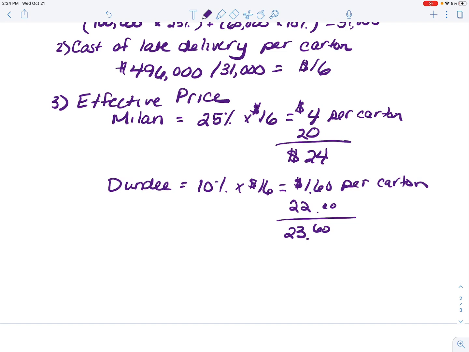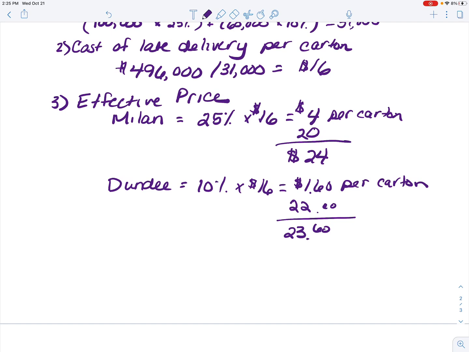Now, the second part of this question is asking us, at what point would it not make a difference? What percentage of late deliveries would this Milan have to make to have there be no difference between prices? And basically all that is saying is, what's the break-even point? What is our break-even point at the percentage of deliveries late that would create these two to be equal?